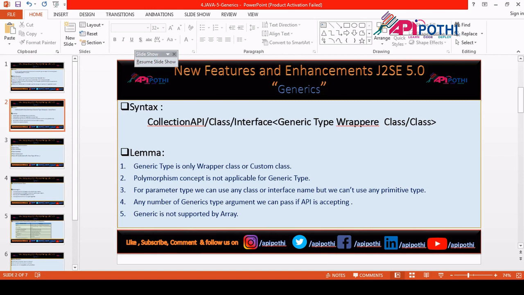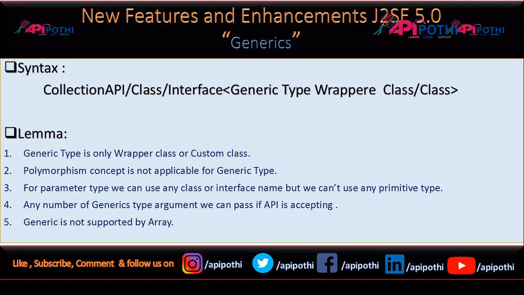Okay, the third thing is that for parameter types we can use any class or interface name but can't use a primitive type. I already explained that. Any number of generic type arguments we can accept. Suppose your method or API is accepting 4 parameters, then you can pass 4 generics also. If your API is accepting only 2, you can pass 2. This is the thing I am trying to tell you here.